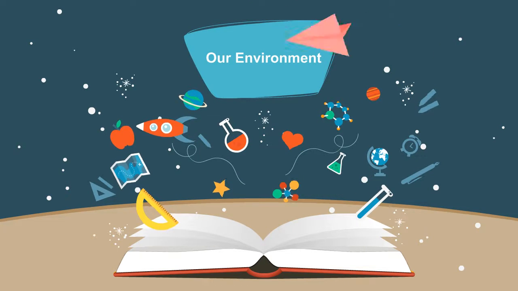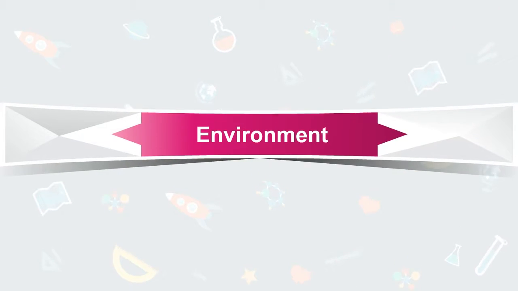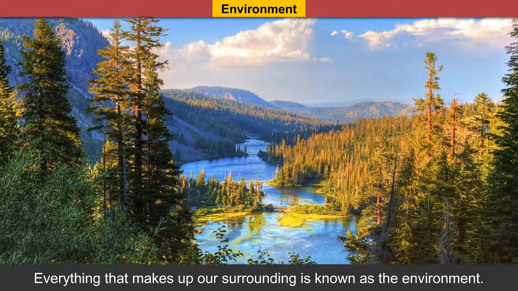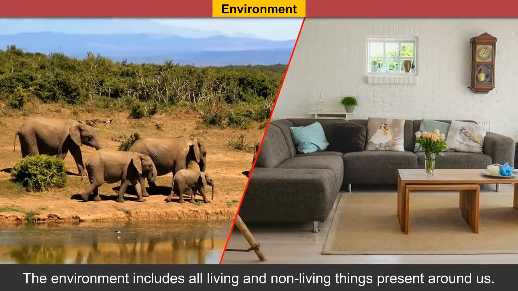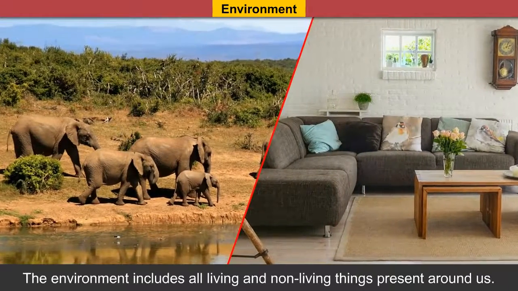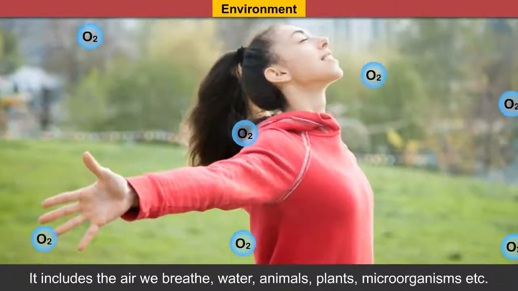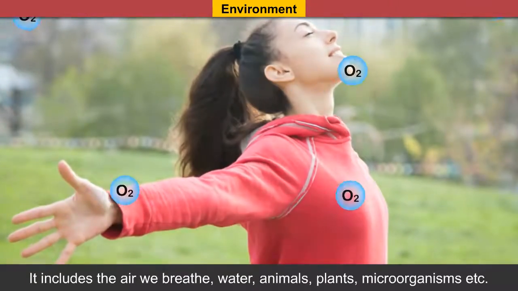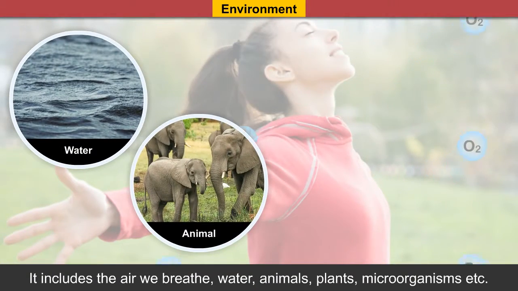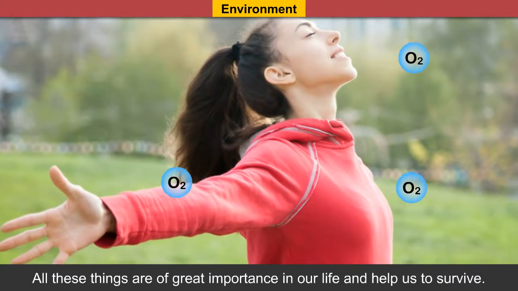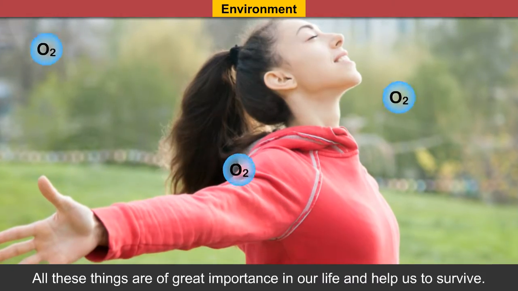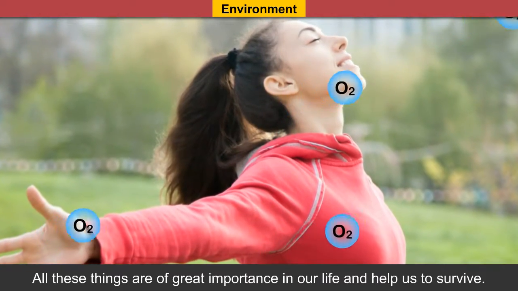Our environment. Everything that makes up our surrounding is known as the environment. The environment includes all living and non-living things present around us. It includes the air we breathe, water, animals, plants, microorganisms, etc. All these things are of great importance in our life and help us to survive.